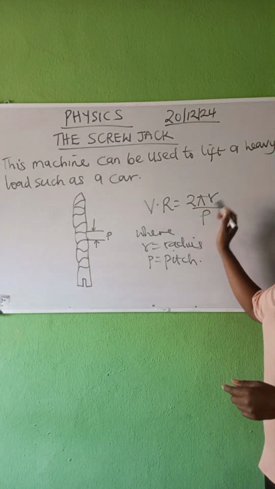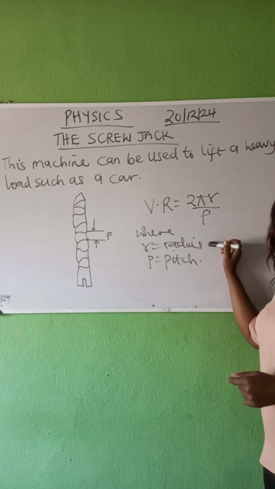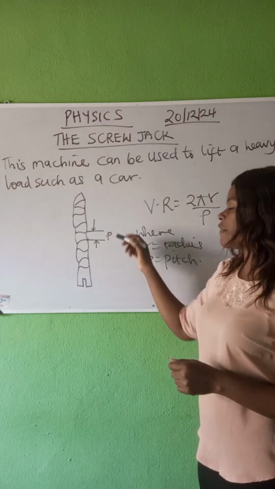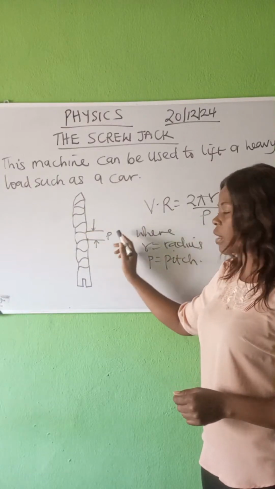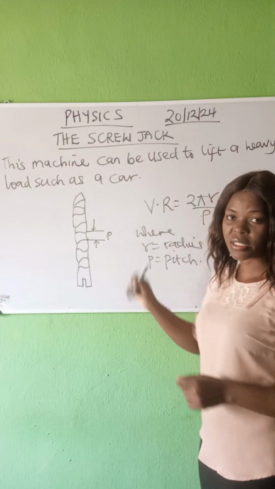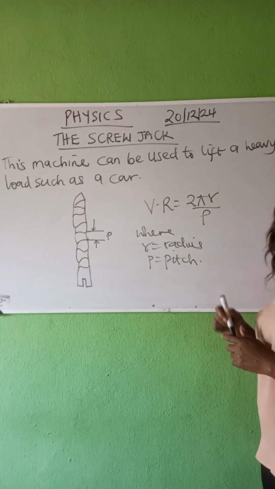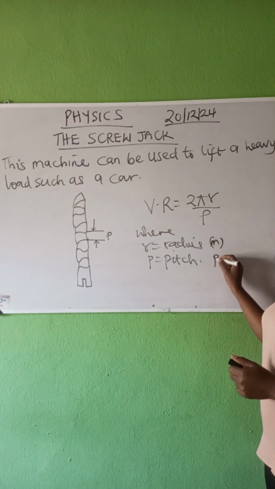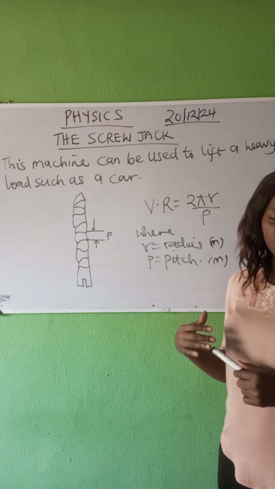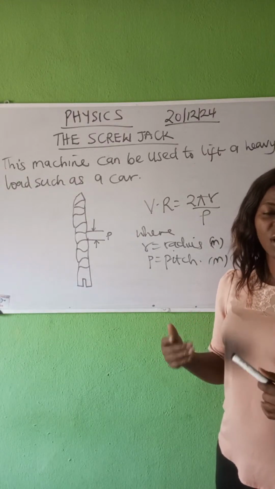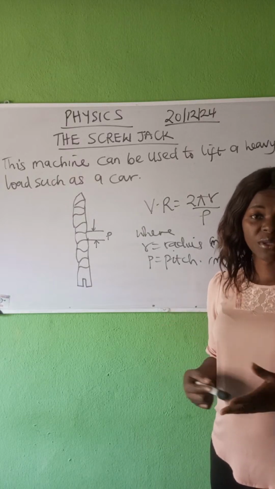Now the velocity ratio of this screw jack is 2 pi r over p, where r is radius and p is pitch. Now pitch is the difference between the successive threads in between the jack. Is that clear? Now you must note that velocity ratio has no SI units. So if this r is in meter, that means the pitch will also be in meter. But if one is in centimeter, the other should be in the same unit, which is centimeter. So that at the end of the day, it will have no SI unit because it's a constant. Or rather, it's a dimensionless quantity. All right.